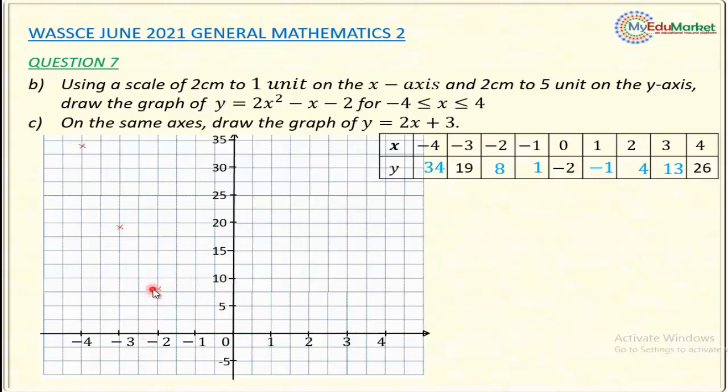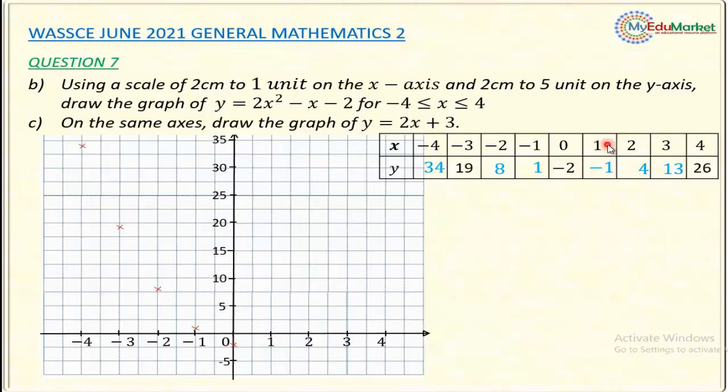This is x = -2, y = 8. I'll continue. The next is x = -1, y = 1. That is going to be somewhere here, just 2 small divisions on top of that line. I'll continue. The next point is x = 0, y = -2. On the y-axis I'll locate where y is -2. y = -2 is 4 small divisions down from the x-axis. So I'm going to have something like this. This is the position.